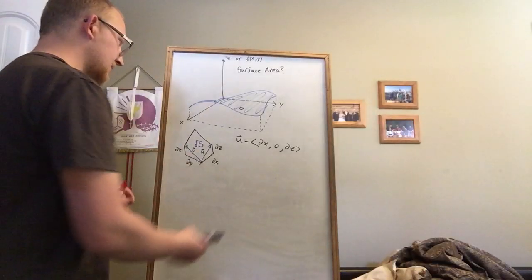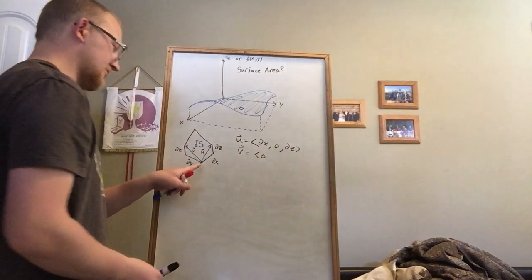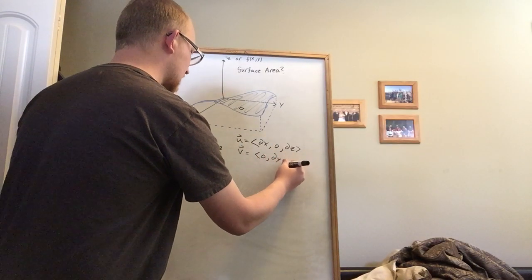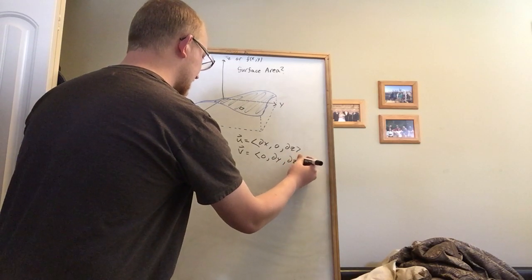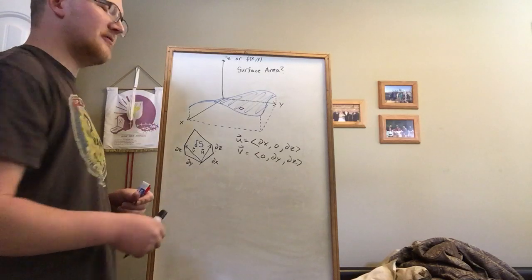And then for v, we have no growth in the x direction, it's all in the y direction. We have a small bit of growth in the y direction, and for that growth in the y direction, we have a small growth in the z direction. So now we have two vectors.